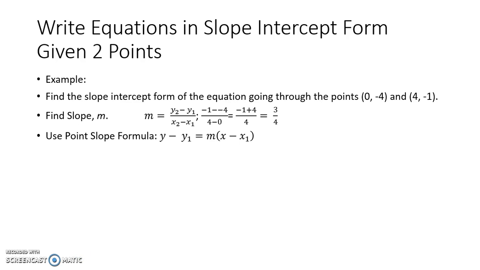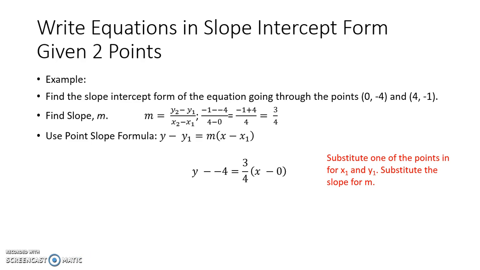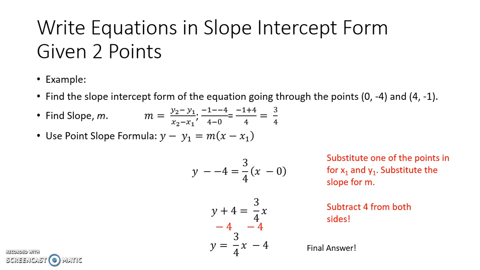The next step is to use the point-slope formula. And that means you're going to substitute one of the points in for x1 and y1 and then substitute the m. So I chose to substitute 0, negative 4 in for my x1 and y1. I changed that negative negative 4 to positive. I distributed 3/4 to the x minus 0. And then now I'm going to subtract 4 from both sides. And there's my equation of the line. That's my final answer.